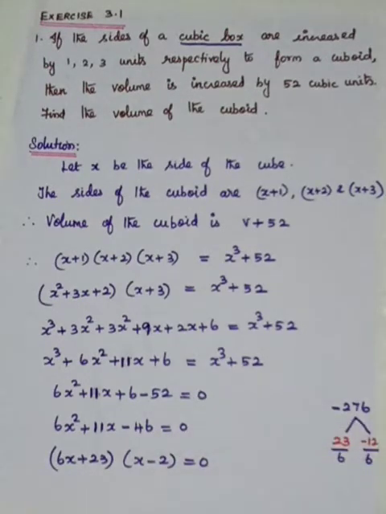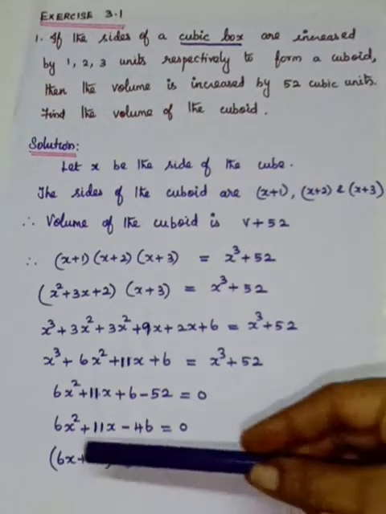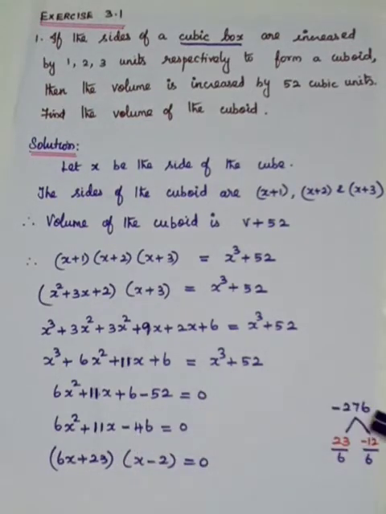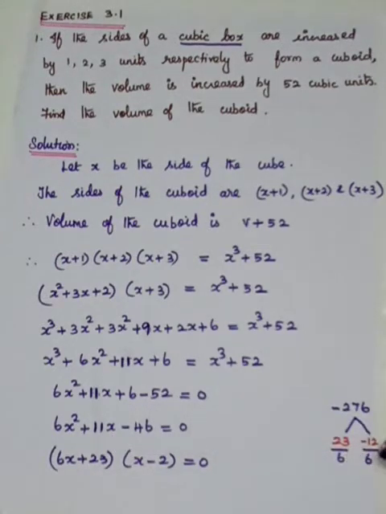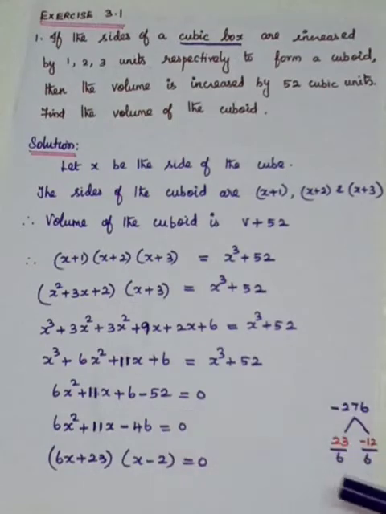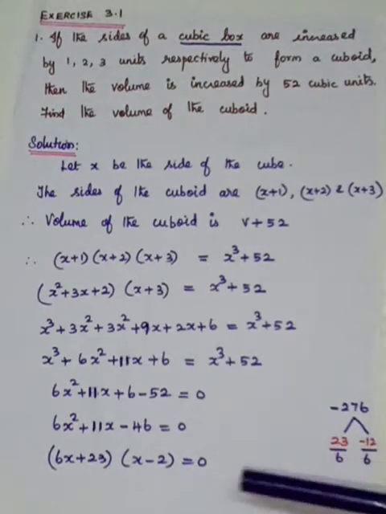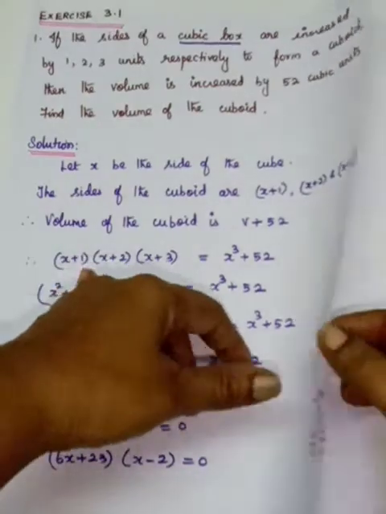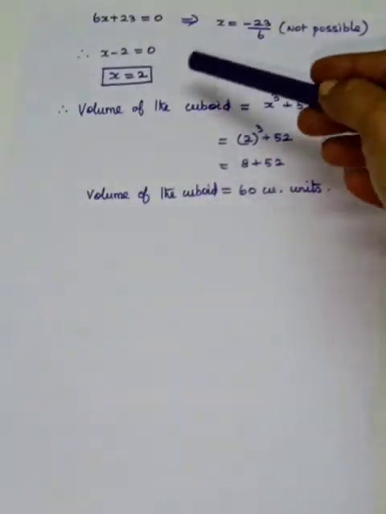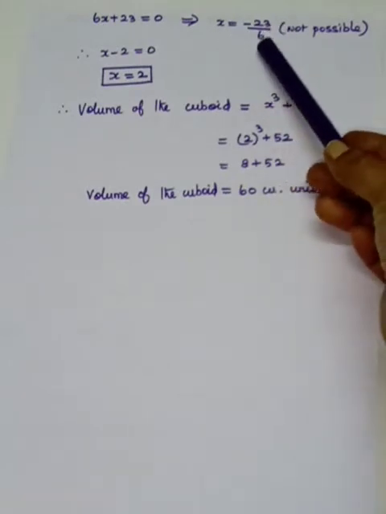It's a quadratic equation, so we have to factorize. 6 into minus 46 is minus 276. If you take the product of the two terms, it should be minus 276 and the sum is 11. So we take 23 and minus 12. Here the coefficient is 6, so if it is divided by 6, the factor is 6x plus 23, and if you cancel 6, here it is minus 2, so x minus 2 is equal to 0. If you equate to 0, 6x plus 23 is equal to 0 means x is equal to minus 23 by 6. It is negative.